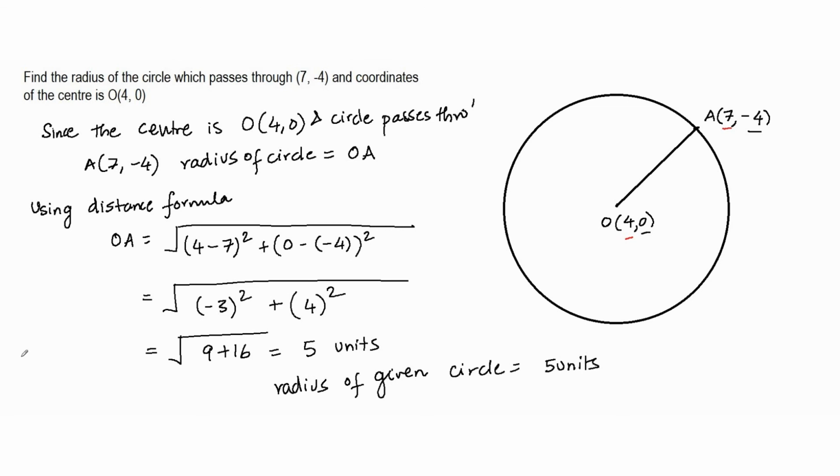Now, of course, it is not asked in the question, but since the radius is 5 units, the diameter would be 10 units. And if they ask you to find the area, then area would be pi r square. Whereas if they ask you the circumference, then it is going to be 2 pi r, right? So once you know the radius, you can find various parameters of the given circle. So this is how we solve this question, pausing for a few seconds before moving on to the next one.